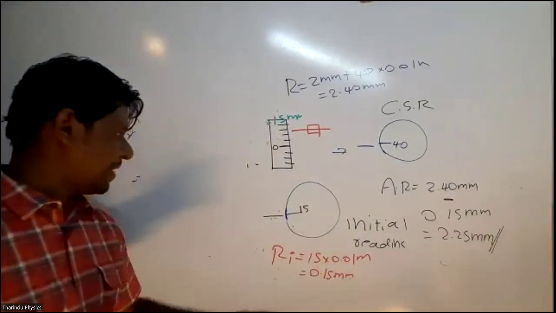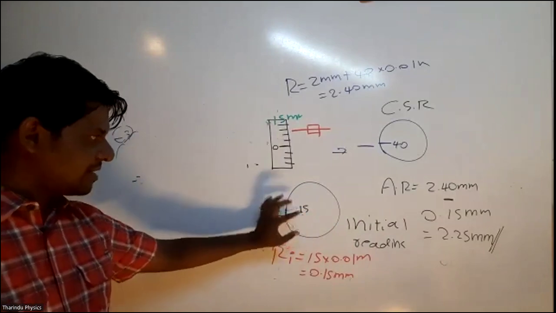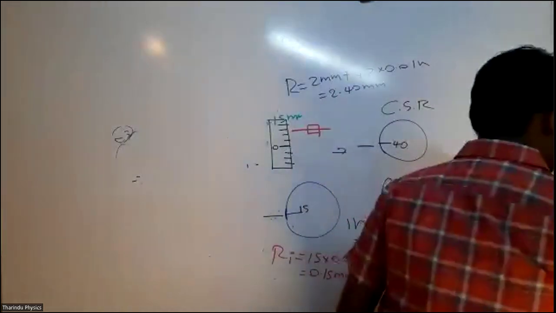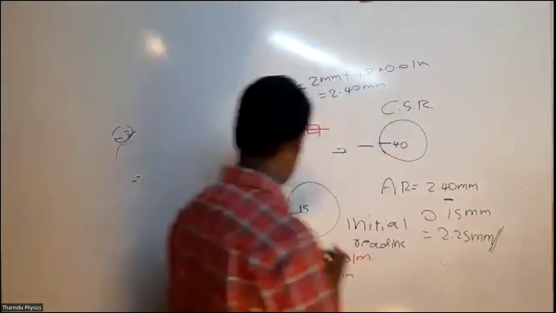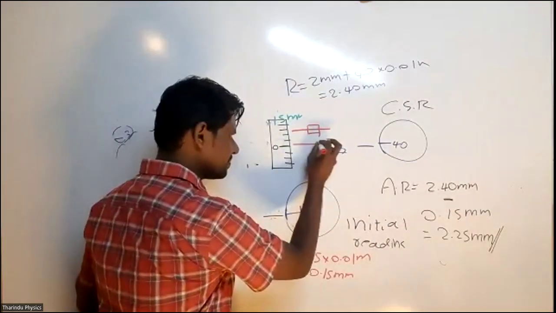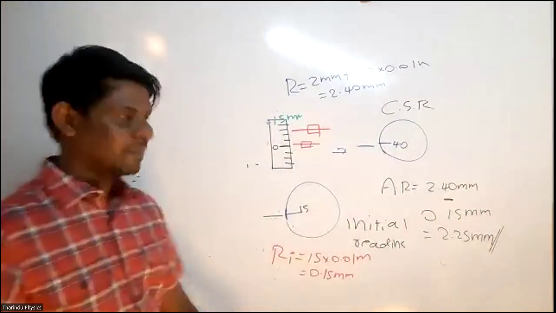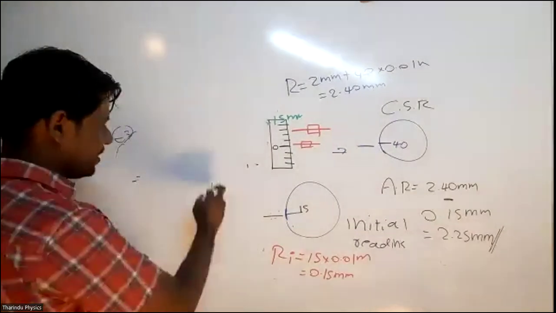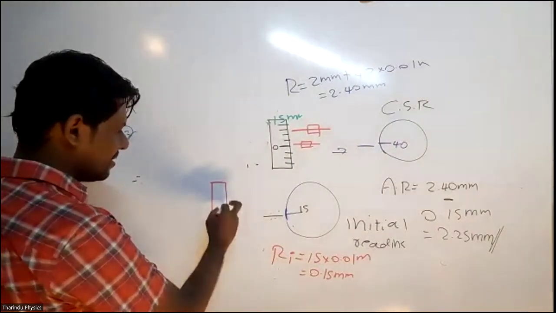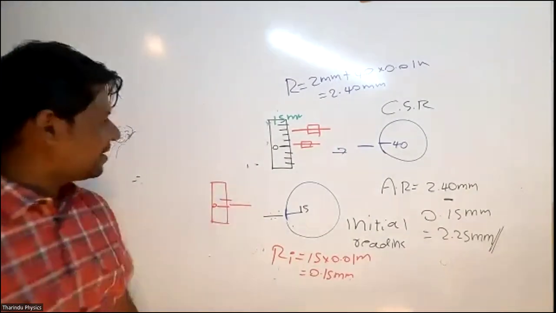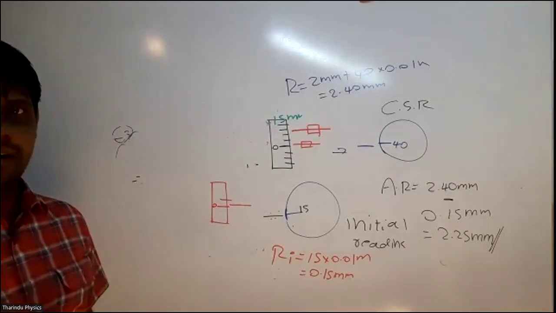Figure 15 means the circular scale has only moved somewhere just above the zero line. If you look at the main scale reading, it is still showing the zero line. Okay? Understand?